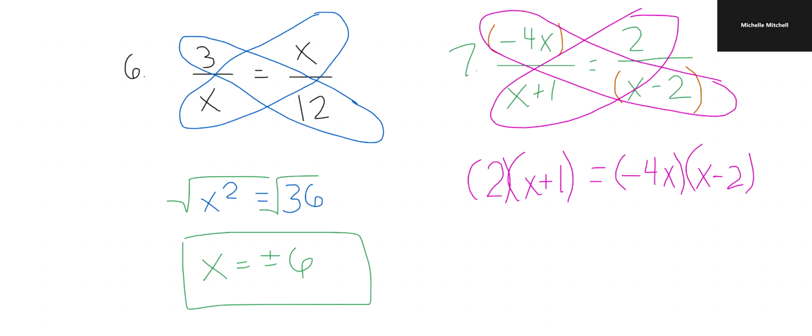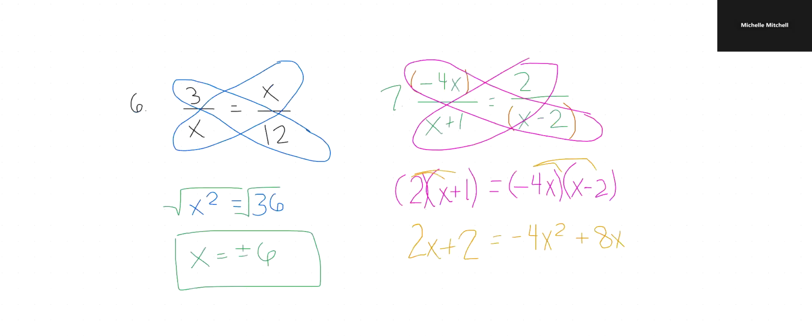We're going to distribute. So we're going to distribute the 2. Here we'll have 2x plus 2 equals, and then we'll distribute here. Negative 4x times x is negative 4x squared. And then we have negative 4x times negative 2, which will become positive 8x.